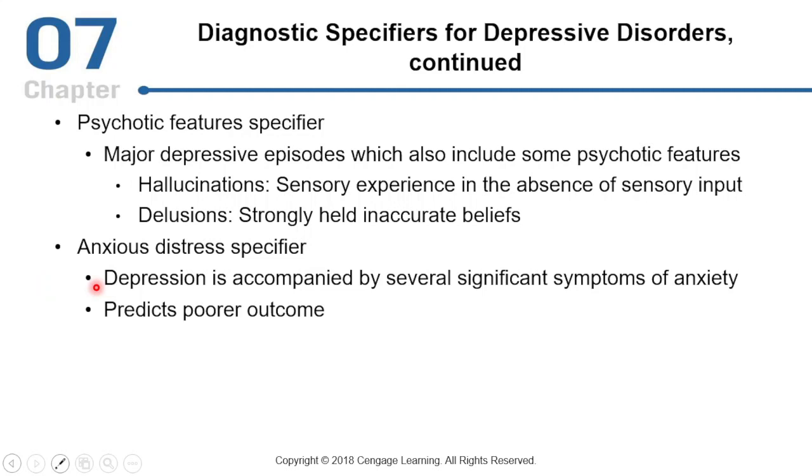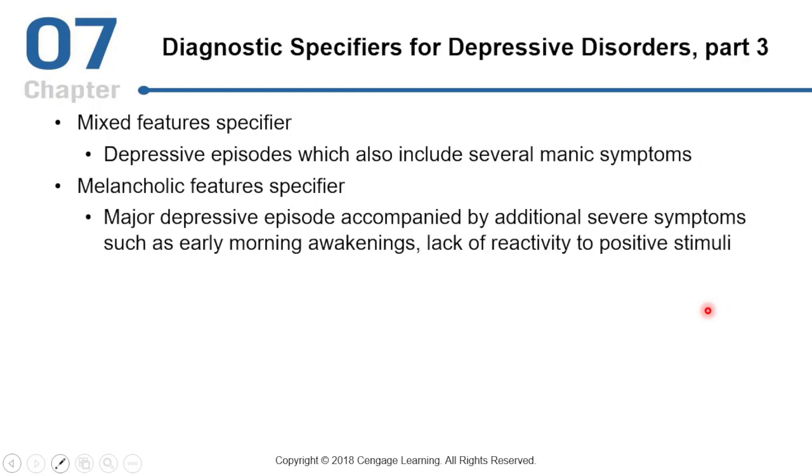Okay, and then we also have anxious distress specifier, wherein the depression comes with significant symptoms of anxiety. Again, the person does not have anxiety per se, or diagnosis for anxiety disorder per se, but there is a feature of anxiety. And usually when the person has this feature, the prognosis is guarded. Okay. And then we also have the mixed feature specifier, wherein the depressive episode have several manic symptoms, but not the full manic symptom to diagnose it as an episode. Okay, again, it's different from the two.